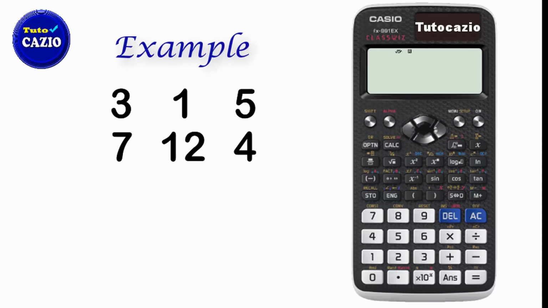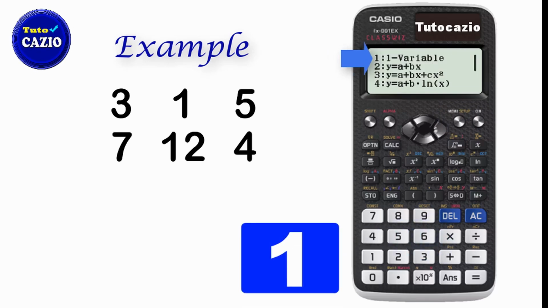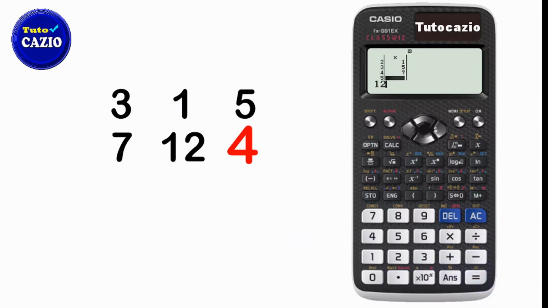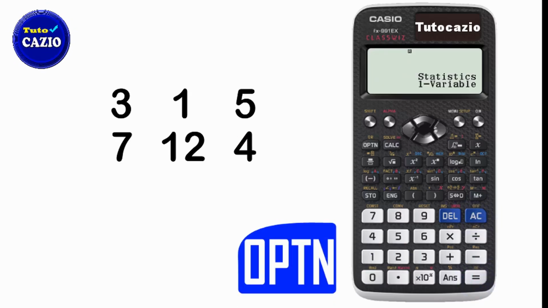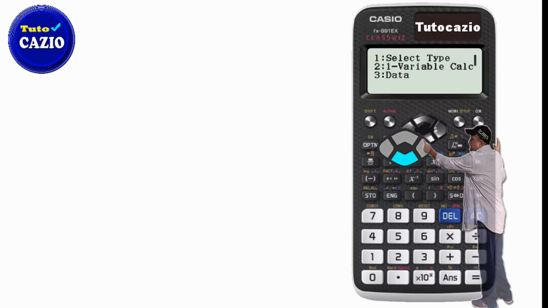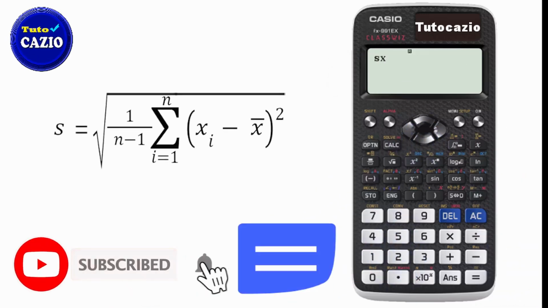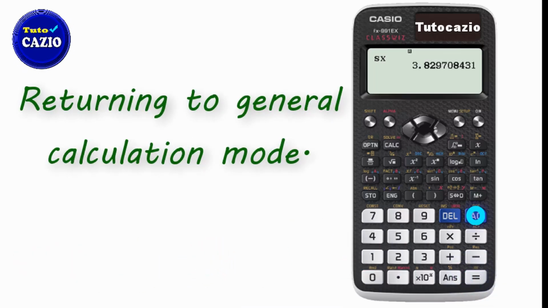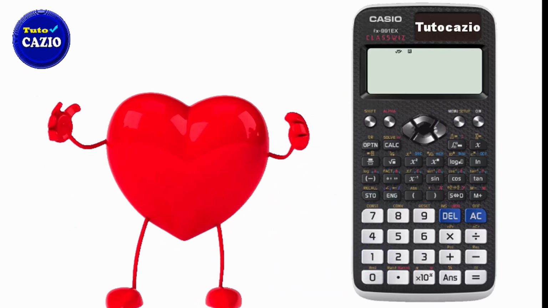First, activate statistics mode for standard deviation calculations. Go ahead and type in all the values. For example, here we find the standard deviation of a sample. It turns out to be very useful to use the calculator to check your results during exams or homework.